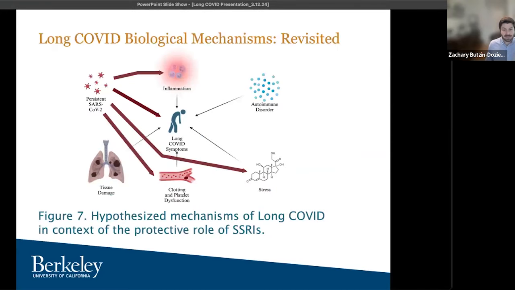So then circling back to our previous flow chart, but now I've put in bold the pathways that have been highlighted by these results. So here we see this really emphasizing persistent SARS-CoV-2 as being supported by these findings. But that has impacts on inflammation, that this persistent SARS-CoV-2 leads directly to long COVID symptoms, that this exacerbates clotting and platelet issues, and then this also can lead to stress neurobiology disruption.